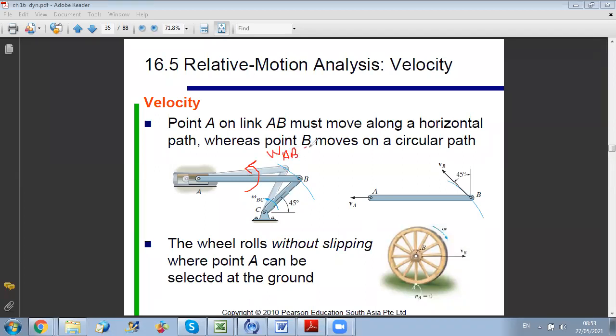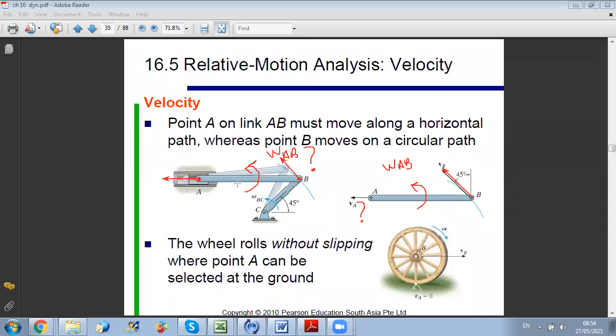How can we think? To find omega AB, we try to get information about the velocity of A and the velocity of B. What we are sure of is that A is moving on a straight line, so VA will be moving along this line, but we don't know its magnitude. So the first unknown is the VA magnitude. The second unknown is omega AB. Now, for point B, we know what B is doing. B is rotating about C, so what we can be sure of is that the velocity of B is perpendicular to BC. If I draw it here, it makes an angle of 45 degrees with the vertical.